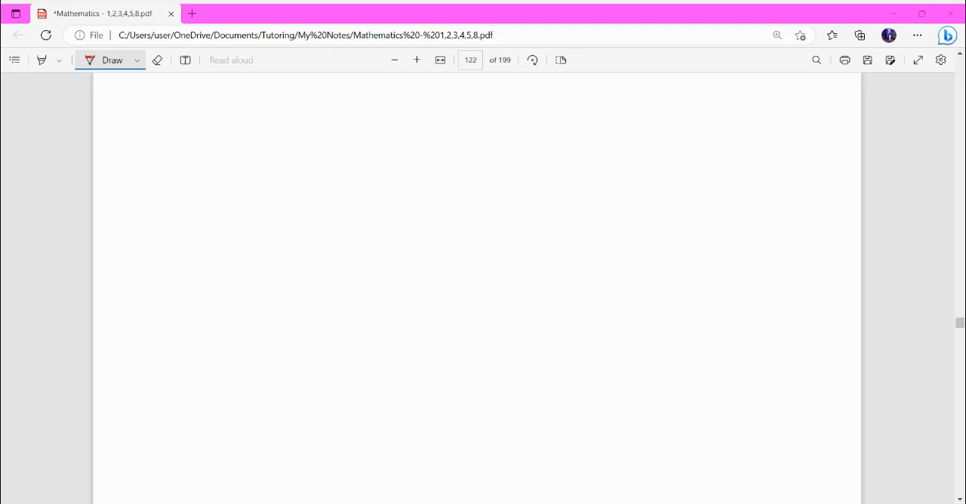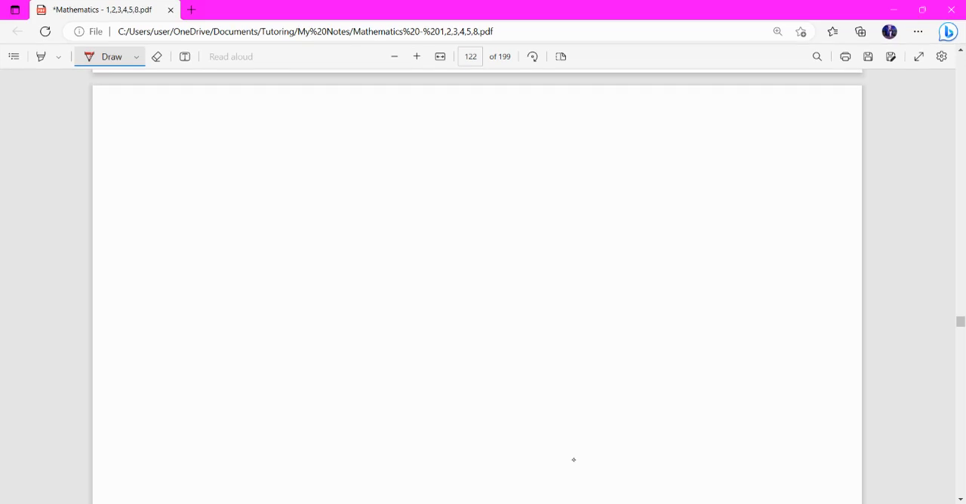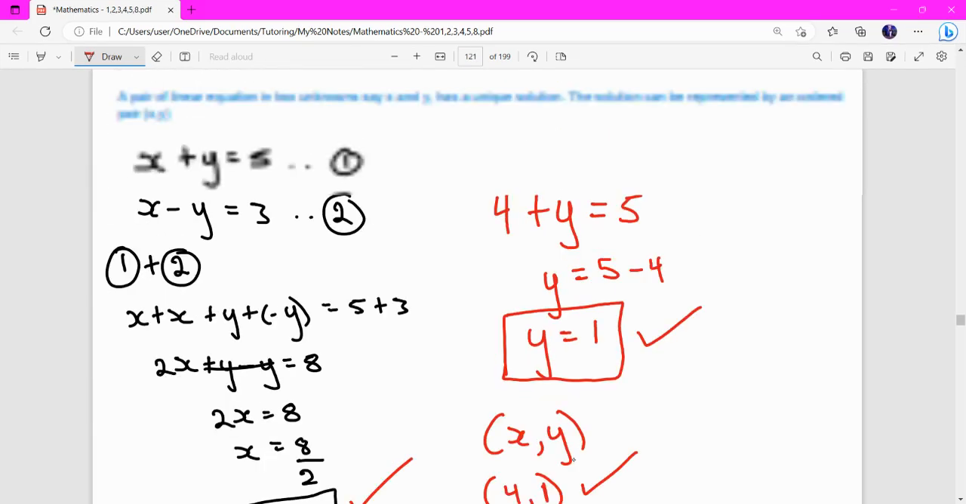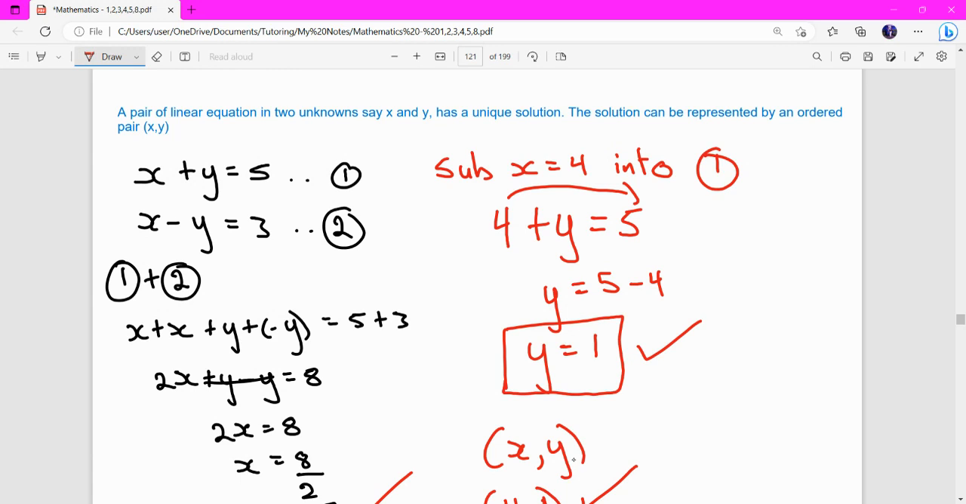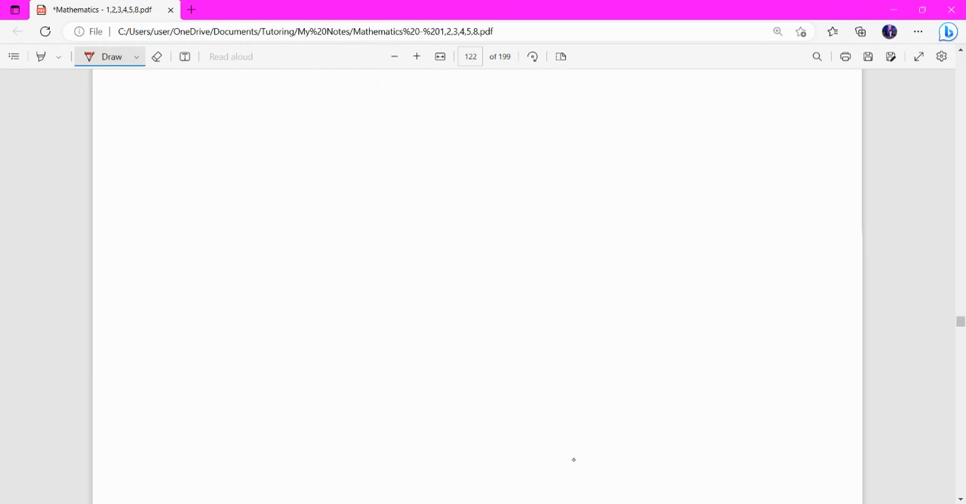So now let's do an example where the coefficients of x and y are different. Before, the coefficients of x and y were the same, right? The number in front of x was 1 for equation 1 and 1 for equation 2. The number in front of y in equation 1 was 1. The number in front of y in equation 2 was negative 1. Right? Let's do a more complicated one.